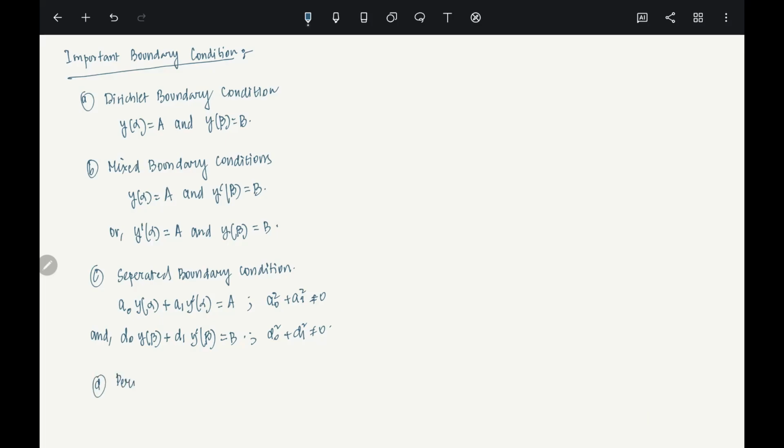And then a very important boundary condition is called the periodic boundary condition. What is the periodic boundary condition? It is given by y at the point alpha equals y at the point beta, and y prime at the point alpha equals y prime at the point beta. Is this okay? So basically at the endpoints the curve comes back to itself such that the derivative also coincides. So that's your periodic boundary condition.